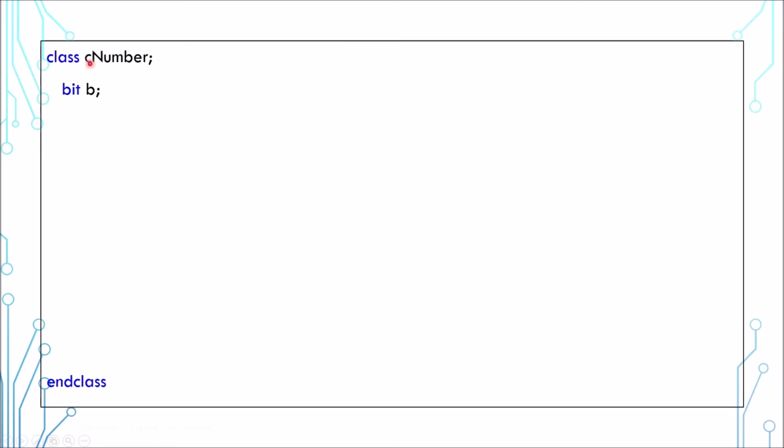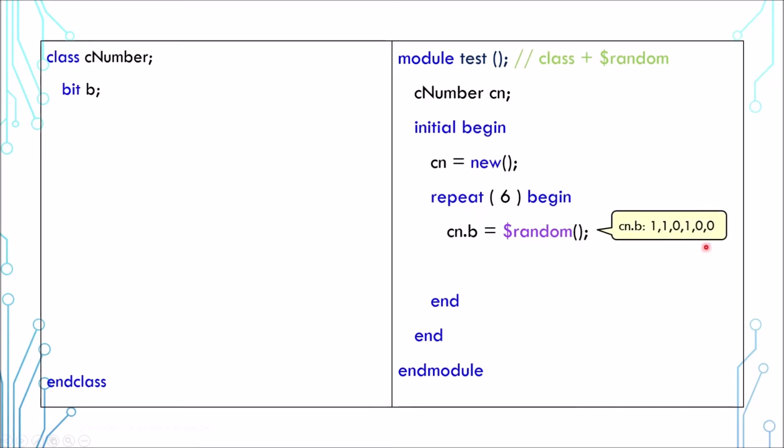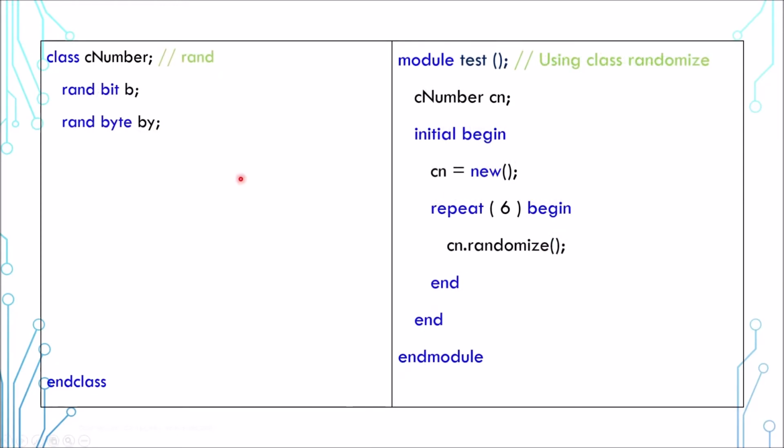If you have a class handle, you can use the random system function on the class member like this. The bit B will get some random values such as this. The problem with this is if you have more variables, all of them have to call the system function individually. Actually, class has a built-in randomization feature.